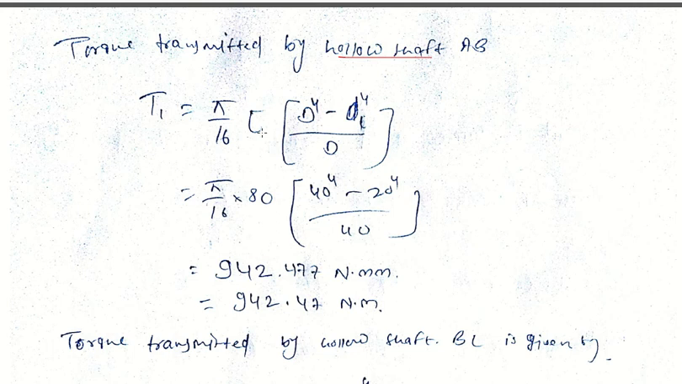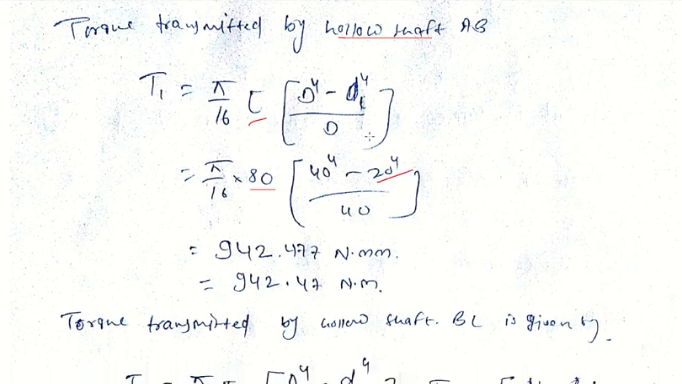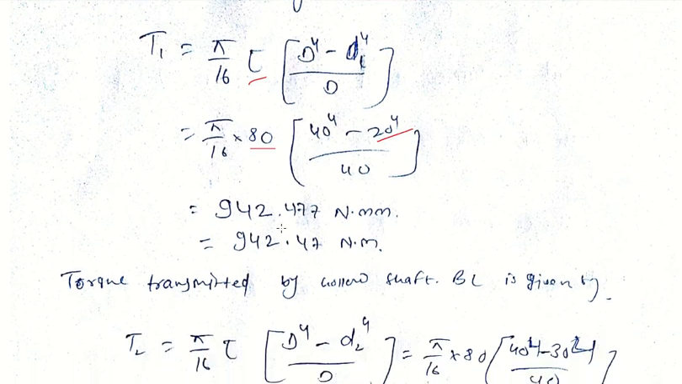So put the values. Tau is given in the question, so the tau value is 80 Newton per square millimeter. The outer diameter is 40. Internal diameter for the AB shaft is 20. So put it here and solve this. Since the whole data is in Newton and millimeter, and 1 mm equals 10 to the power minus 3 meter, it will give 942.47 Newton meter.